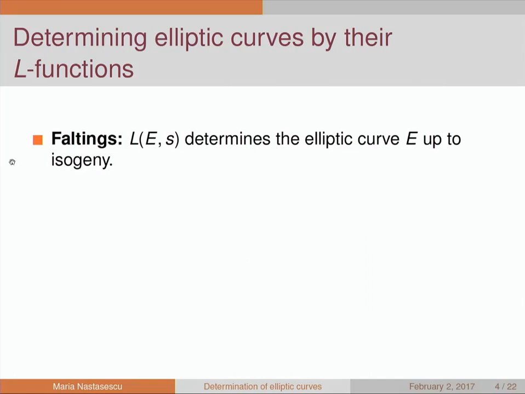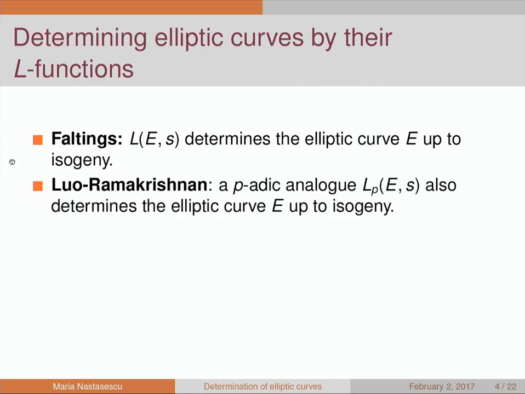Okay, what's the history of the problem of determining elliptic curves by their L functions? So Faltings showed that the L function of E at s determines the elliptic curve E up to isogeny. More recent work of Luo and Ramakrishnan showed that one can define, I guess I didn't mention, a p-adic analog of the complex L function. And they show that for the p-adic analog, we have a similar result: the p-adic L function of E at s also determines the elliptic curve up to isogeny.